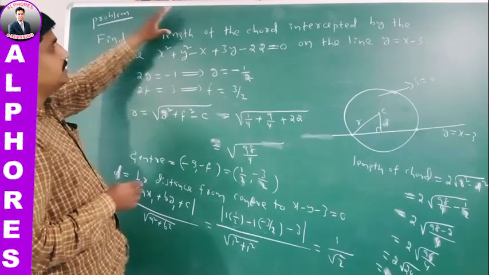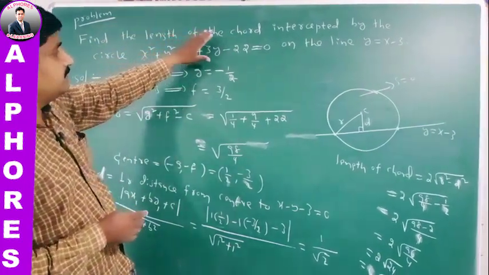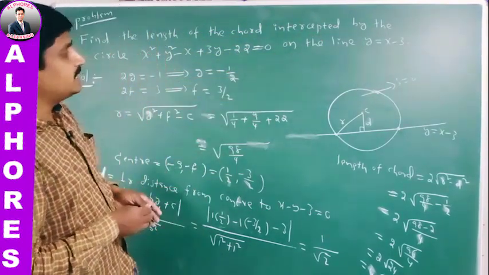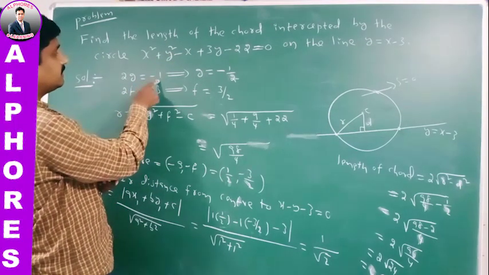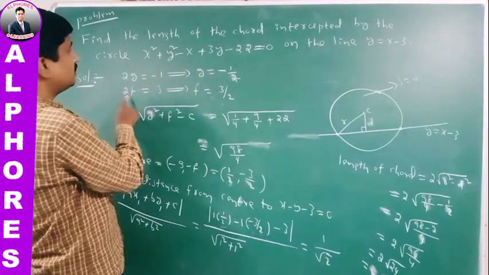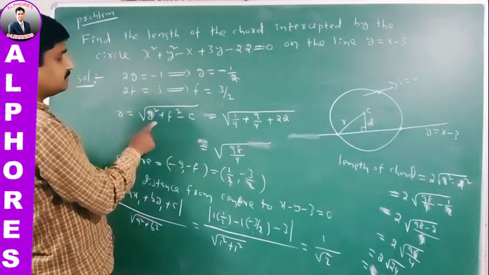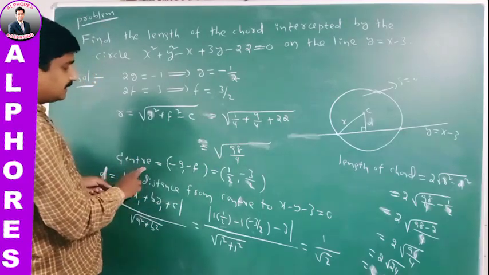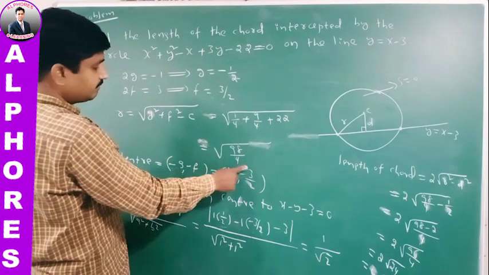The length of the chord intercepted by the circle x square plus y square minus x plus 3y minus 22 equals 0 on the line y equals x minus 3. Here 2g equals minus 1, therefore g equals minus 1 by 2. 2f equals 3, f equals 3 by 2. Now the radius is under root of g square plus f square minus c, under root of 98 by 4. The center of the circle is minus g comma minus f, this is 1 by 2 comma minus 3 by 2.